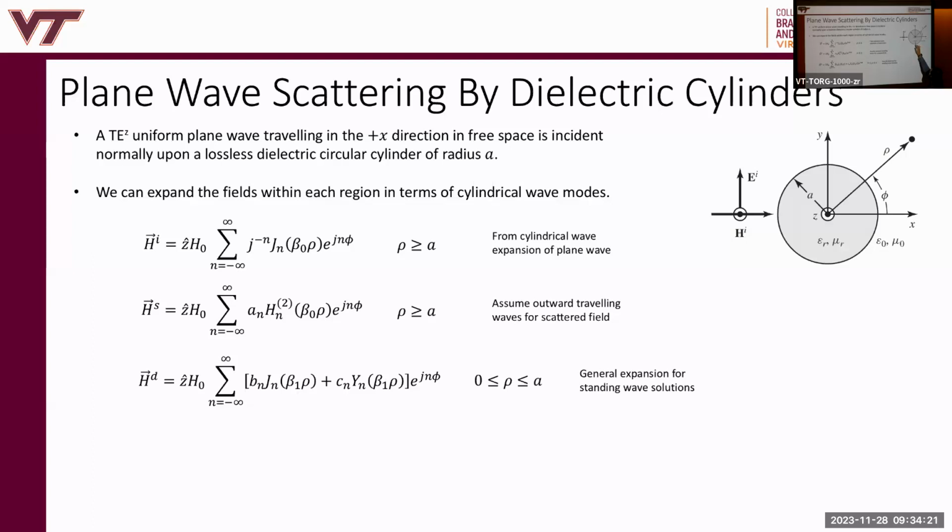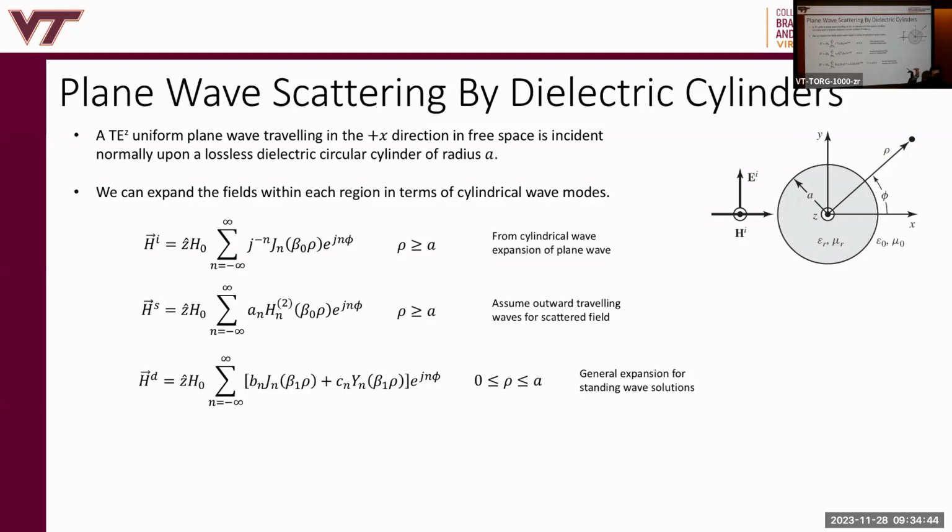The axis of symmetry is the z-axis in and out of the board. We have the xy plane here with the cylinder of radius a, which exists within it. It's made of materials with epsilon r, mu r as the permittivity and permeability. It's suspended in free space of epsilon naught, mu naught. And we're illuminating this dielectric cylinder with a TE to Z uniform plane wave now.